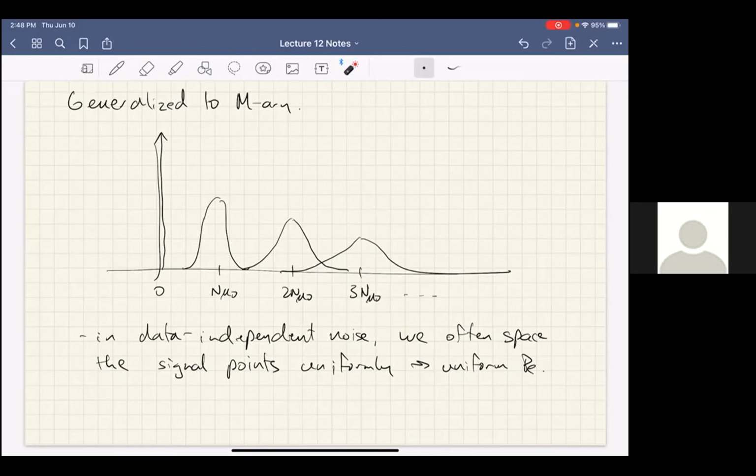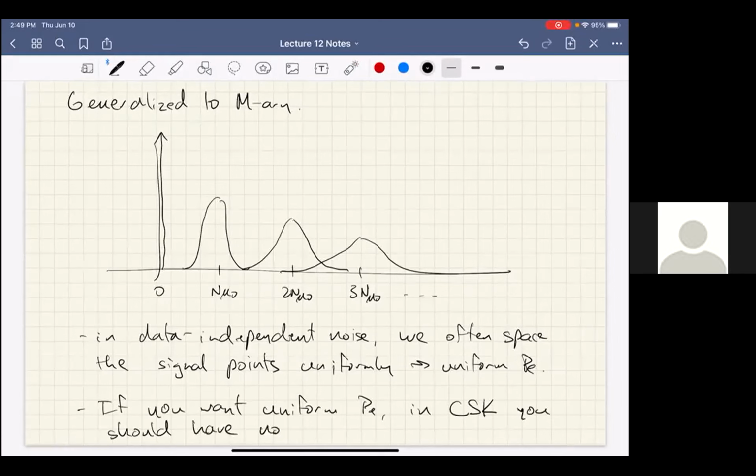So it might be a good idea, if you want uniform probability of error in concentration shift keying, you should have non-uniform spacing. And this is because, again, the noise is additive, but not signal independent. In other words, the more signal you send, the more noise you have. This is a unique feature of molecular communication.